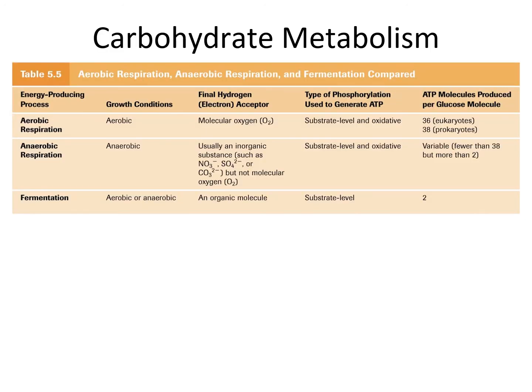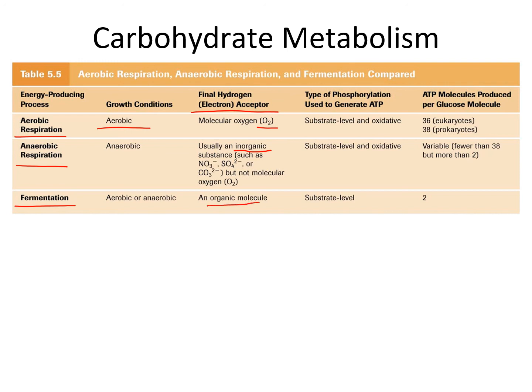This table compares and contrasts the 3 types of carbohydrate metabolism. So the 3 types are aerobic respiration, anaerobic respiration, and fermentation. And aerobic respiration is the only one that requires oxygen to be present. In terms of final electron acceptors, aerobic respiration uses oxygen. Anaerobic respiration uses some other inorganic final electron acceptor, and fermentation uses an organic final electron acceptor.